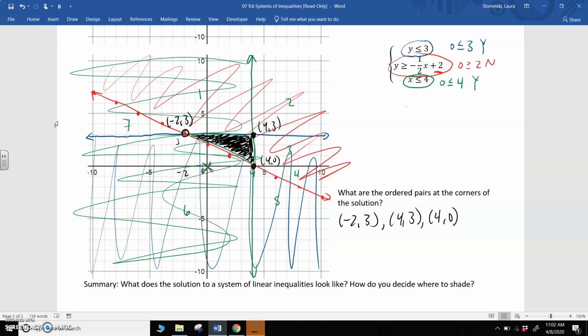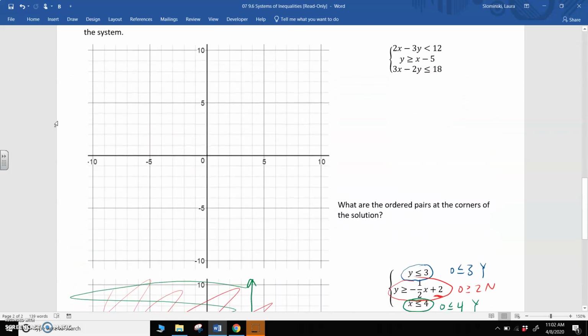So when you have 3 inequalities in one system, you still graph each linear inequality kind of on its own, but then you're looking for where all 3 shadings overlap. That's the big difference. I'll quickly finish up by doing the one at the top.